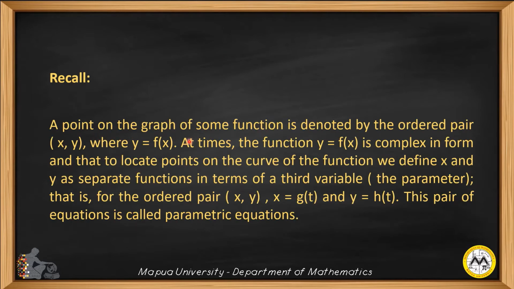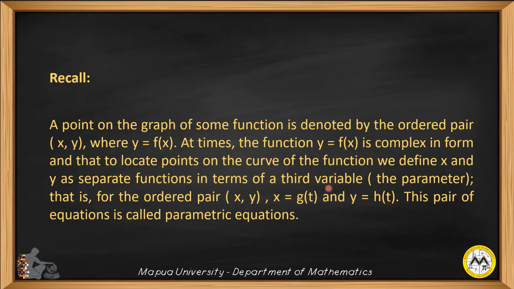That points on the graph of some function are denoted by an ordered pair of numbers x and y, where y can be expressed as a function of x. Now, oftentimes, the function y equals f of x is rather complex in form, and to locate points on the curve of the function, we define x and y as separate functions in terms of a third variable.